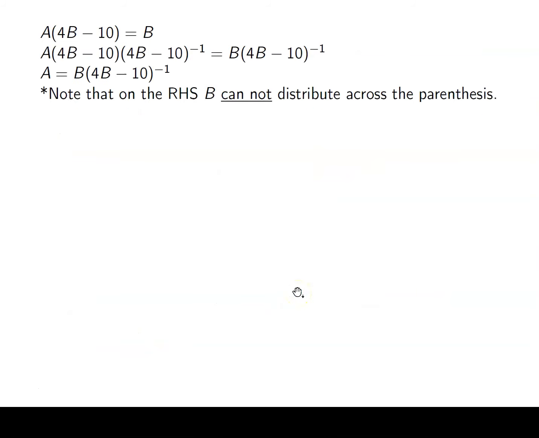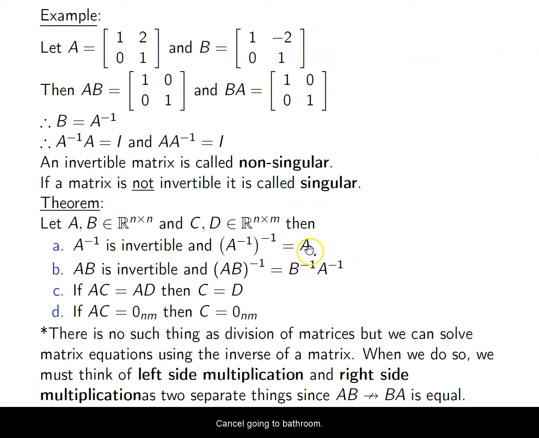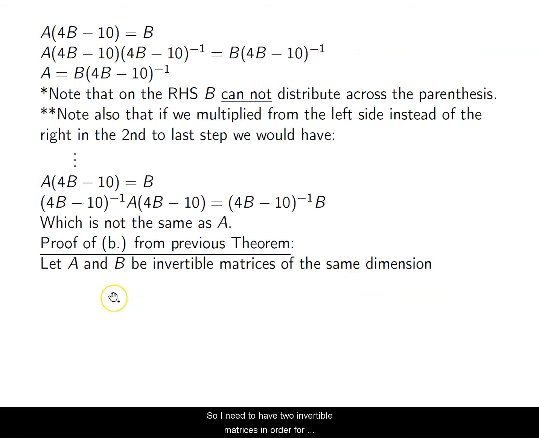So let's see here. What do we got? Okay, so we're going to prove that theorem. Just to come back, AB is square. If A times B is invertible, then the inverse of that product is going to be B inverse times A inverse. Okay, so that's our proof. I need to have 2 invertible matrices. In order for them to be invertible, they have to be n by n. So they have to be the same dimension and invertible. That's the first setup.